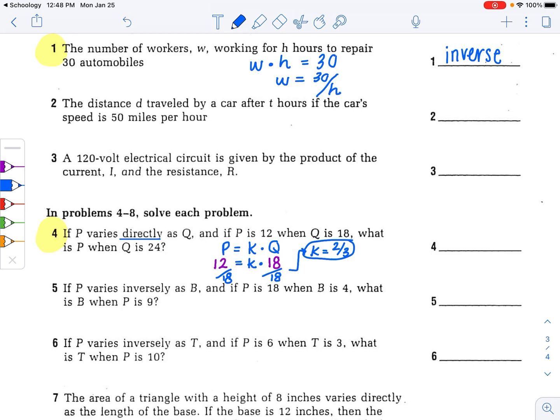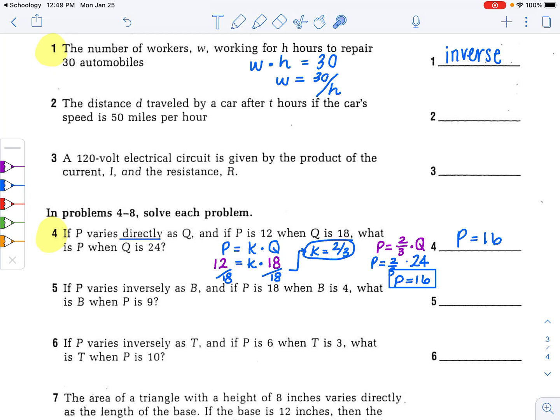So back to my original problem now. This time I know P equals 2/3 times Q based on that K value. I'm going to plug in Q is 24 and I'm going to solve for P. 2/3 times 24 tells me P is going to be 16. So it wanted me to find P equals 16.